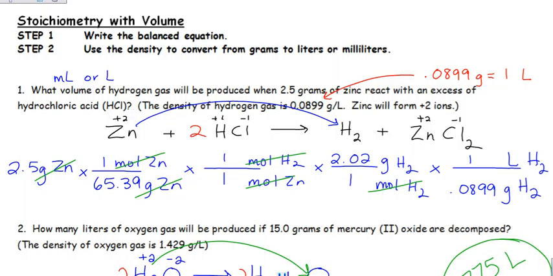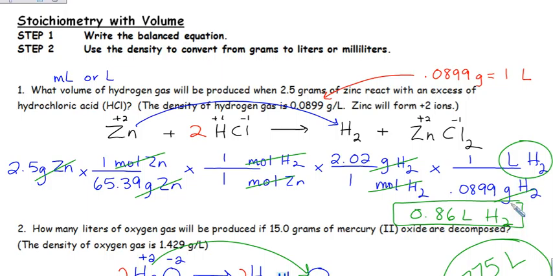And so what do you know? We can cancel grams, and the unit that I'm left with is a volume unit, liters of hydrogen. So we plug it in. 2.5 divided by 65.39 times 1 divided by 1 times 2.02 divided by 0.0899 gives me, with maybe 2 sig figs, because my original was just 2, 0.86 liters of hydrogen.